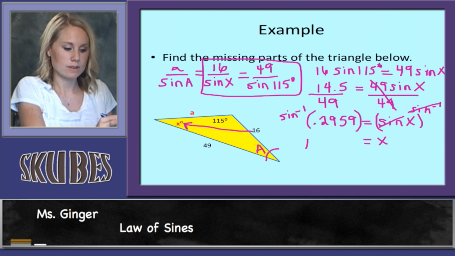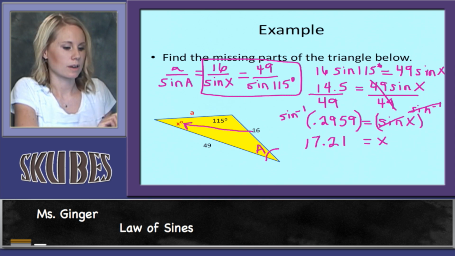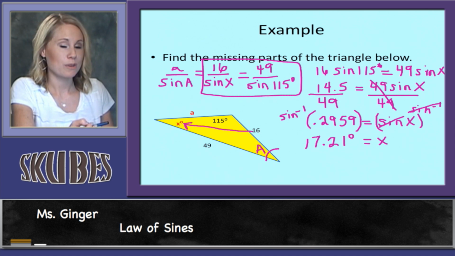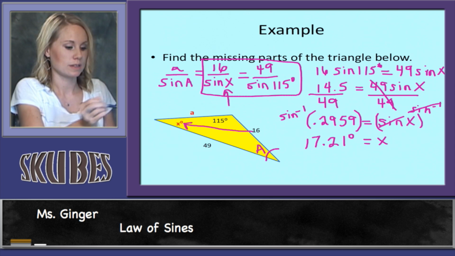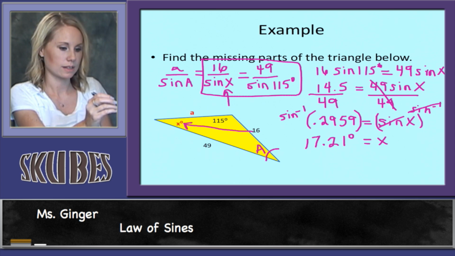Alright, so round 17.21. And what were we finding? It's been such a long time, I can't remember. Let's go back and see. X, he's an angle. So 17.21 degrees, roughly. Alright, we found one piece. We found the piece here. And we still need to find a couple other things. We need to find another missing angle A, and we need to find our missing side A. So we're going to continue this on the next slide.